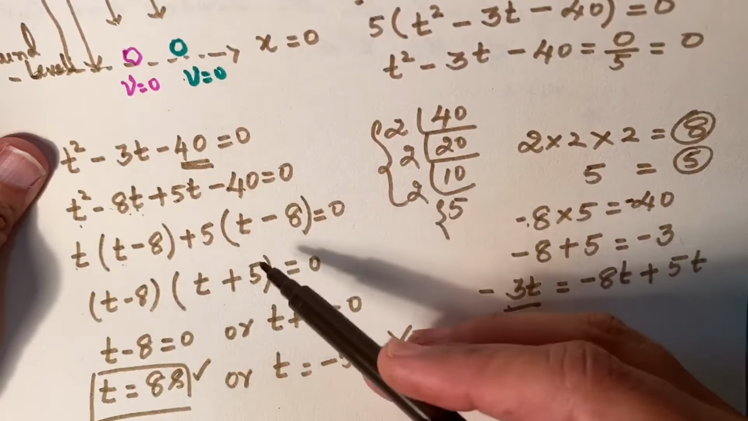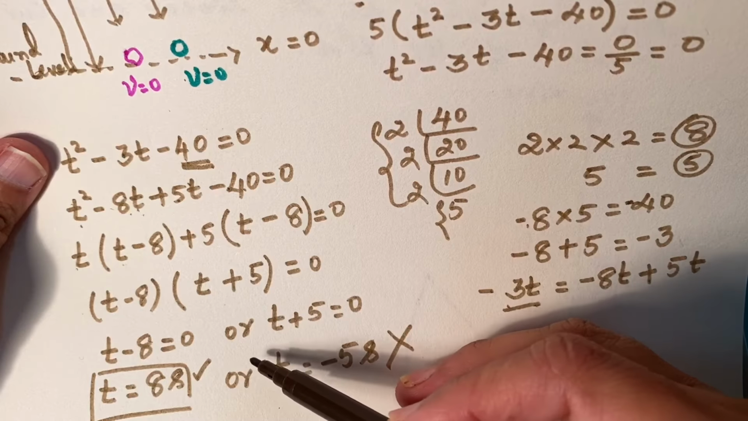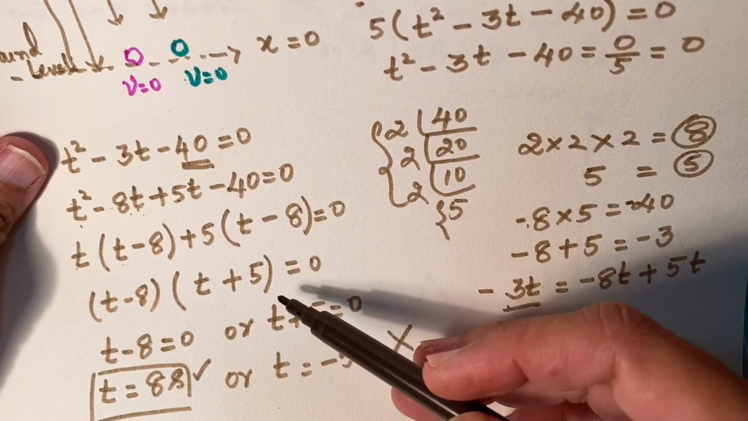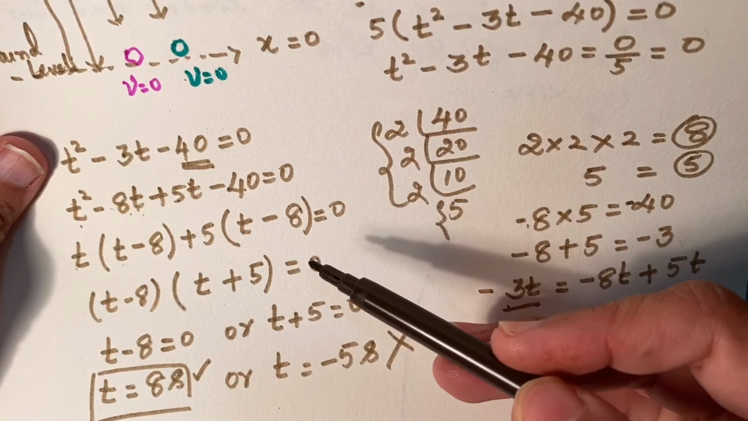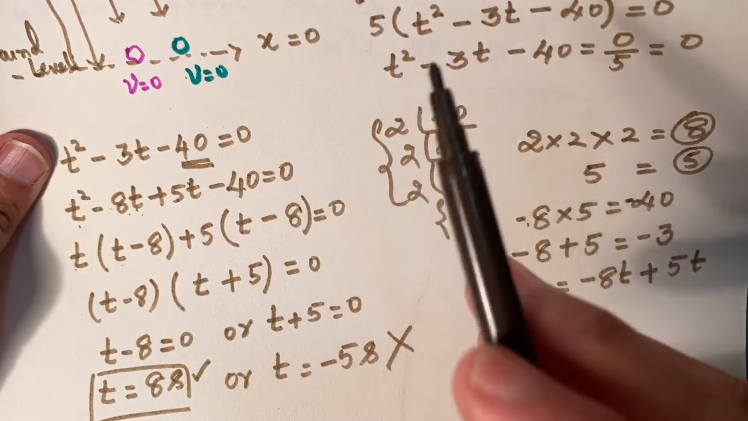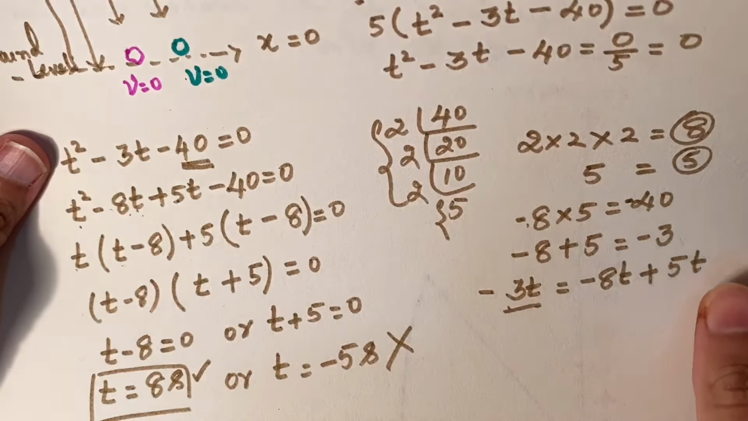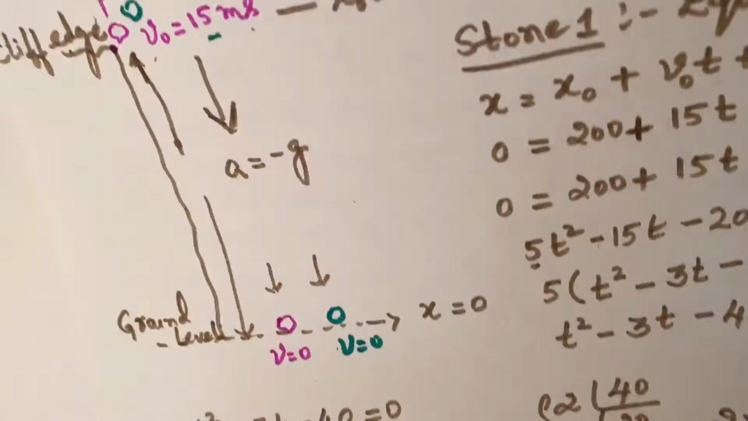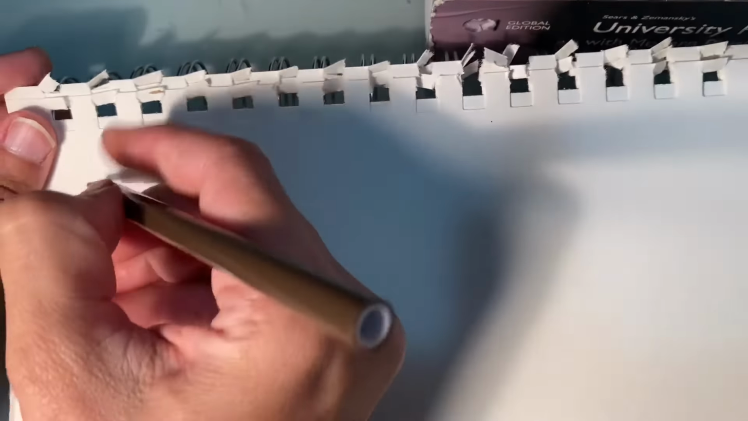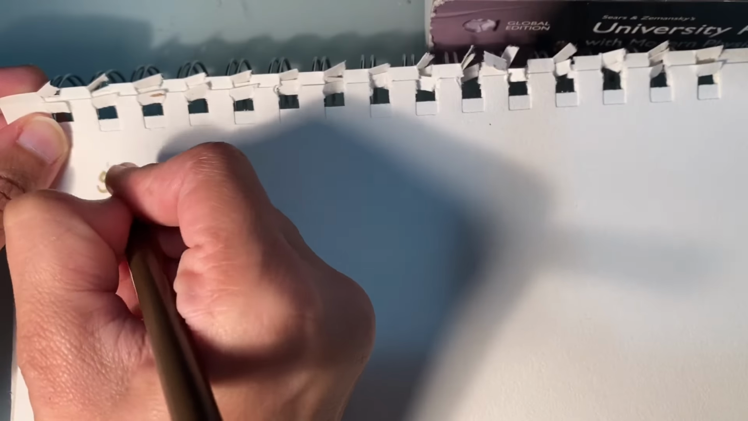Now I have shown you how to factorize, how to take common terms and all that. So I wouldn't be explaining in so much detail for the second one. We'll use the same method, the same equation, and write an equation for the second one. So I'll do it for stone 2. So for stone 2, let's write the equations of motion.